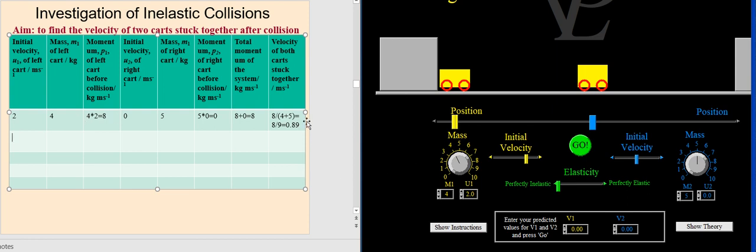Let's just check and see if this is correct then. This is our prediction. We're going to predict that the velocity is going to be 0.89 of both carts stuck together after the collision. So we can put our prediction in here: 0.89 and 0.89. And hopefully after they've collided, they're going to move off in a positive direction because this momentum is positive, and that means it's going to move off to the right, because we've defined anything moving towards the right as positive.